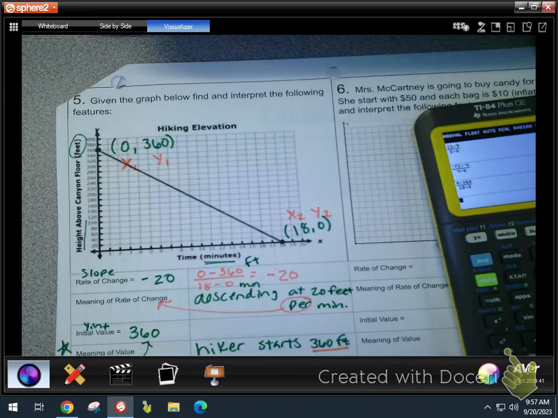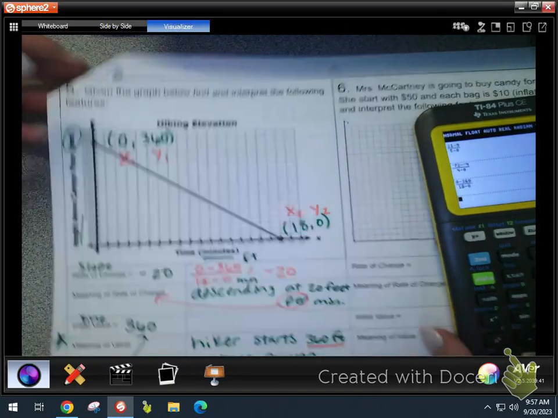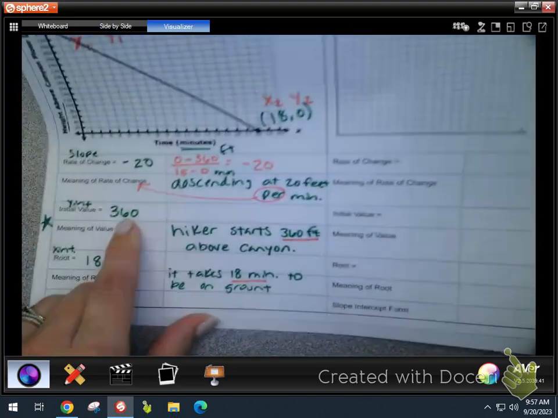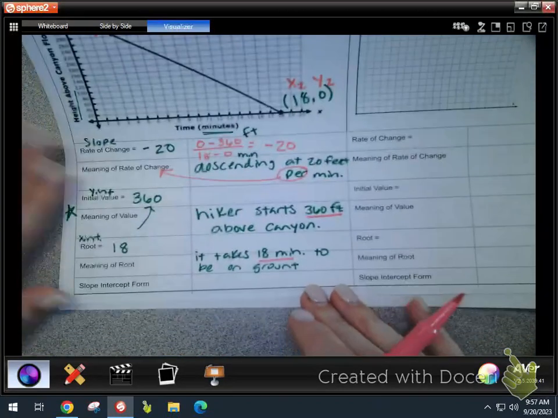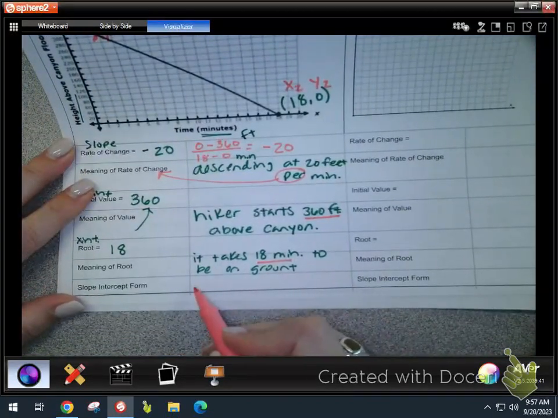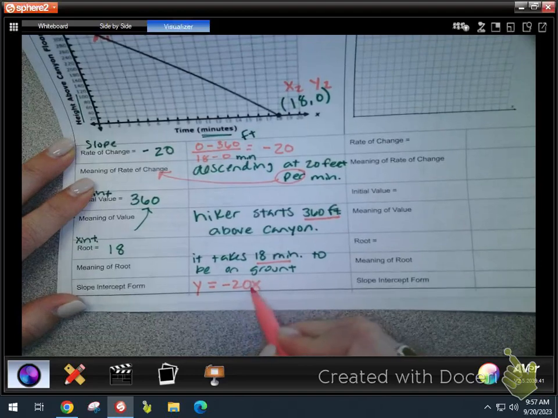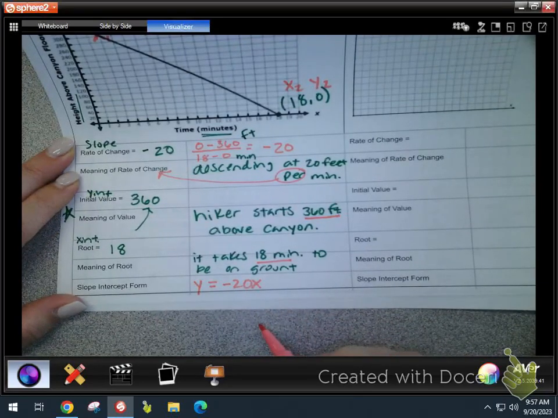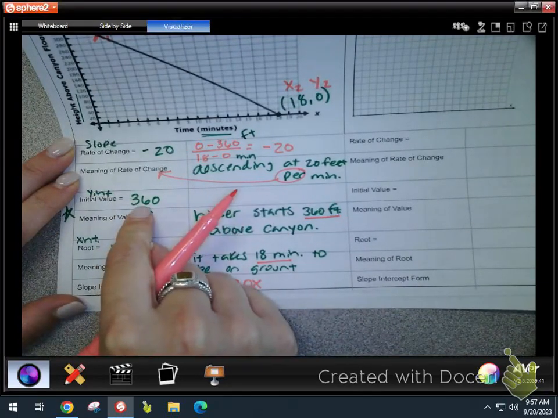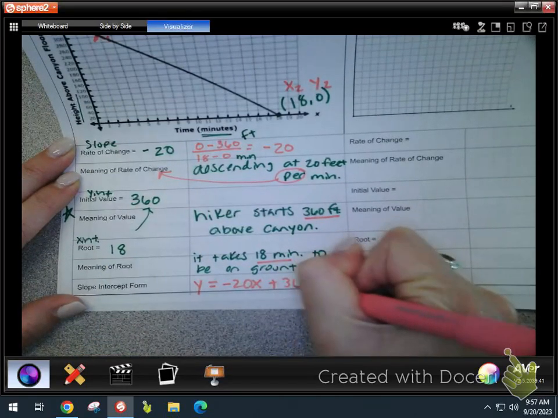What's our final blank? No, we did the initial value. I wrote it right there. Slope intercept form. So how do I put everything together? Y equals, what's our slope? Negative 20x. Is that a negative? No. So plus 360. Very good.